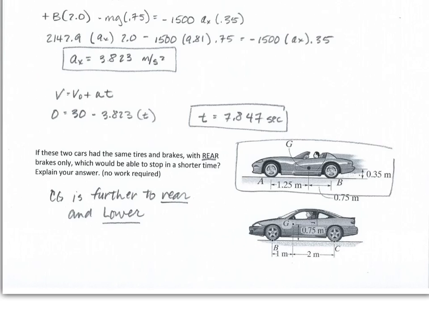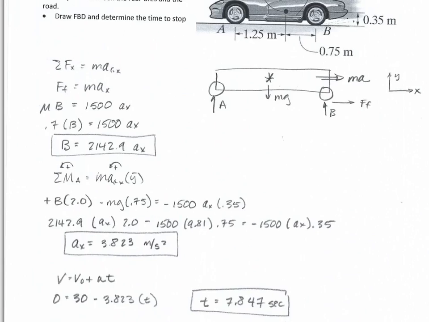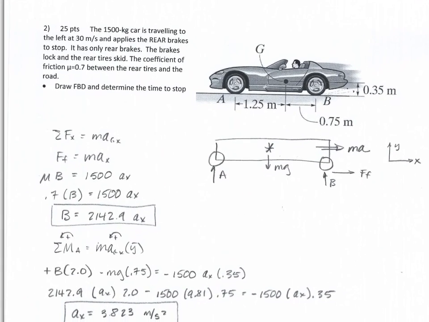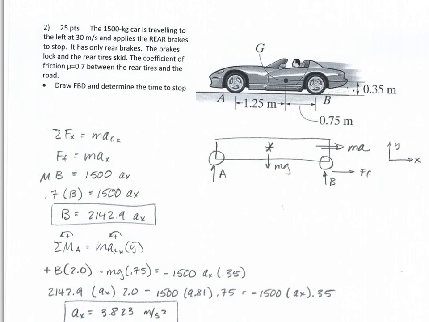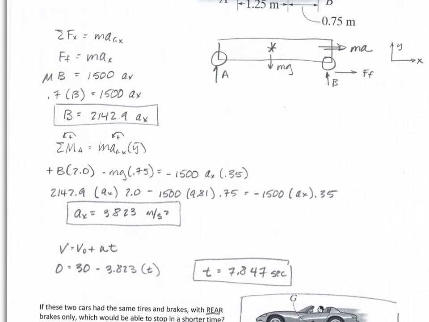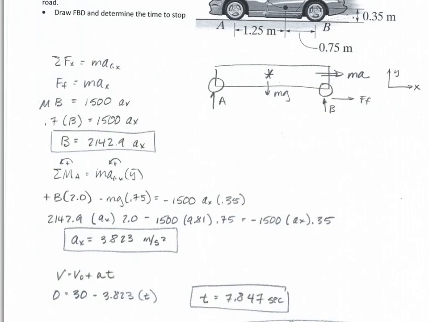If you had the other problem, with rear brakes only, drawn with a slightly different free body diagram, it's similar in that it has all these elements, except that here we're going to apply the force of friction at the rear tires, and we're going to do the same kind of analysis. Sum of the forces in the x is mass times acceleration in the x. We're going to get something about b here is 2143 times ax. Doing our moment equation, we're going to do a similar thing.